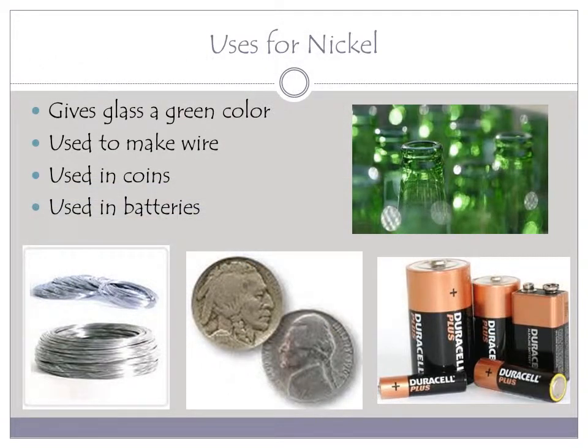Some uses for nickel are that it gives glass a green color. It can be used to make wire, it's used in coins, and it's used in batteries.